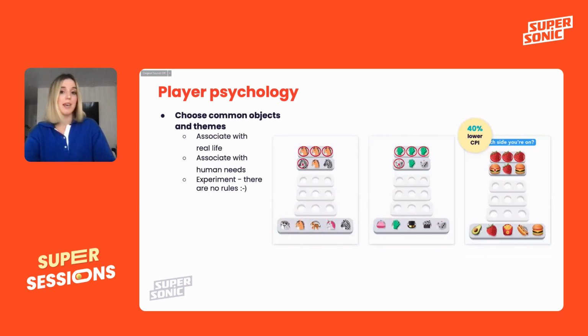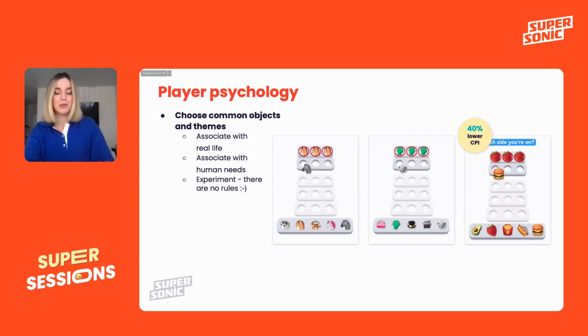And as you see, the same goes for the assets themselves you use. If possible and relevant, of course, choose common themes and objects. Try to associate them with real life and human needs. Look at the examples. The first two creatives in the example have bright, nice, cartoony emojis, but they just do not evoke any emotions at all. They do not cause any associations at all. They're just kind of okayish if you look at them.